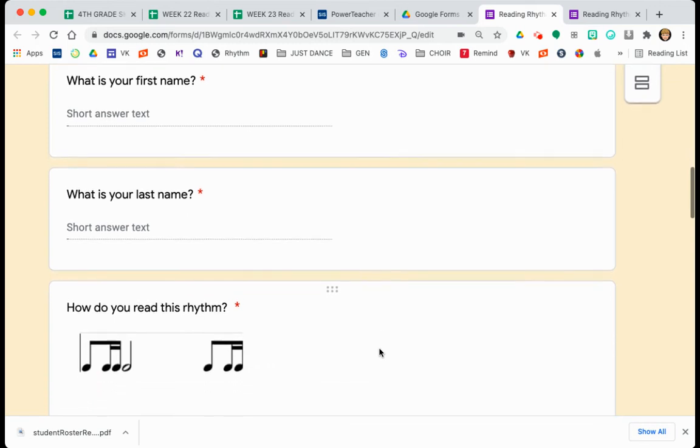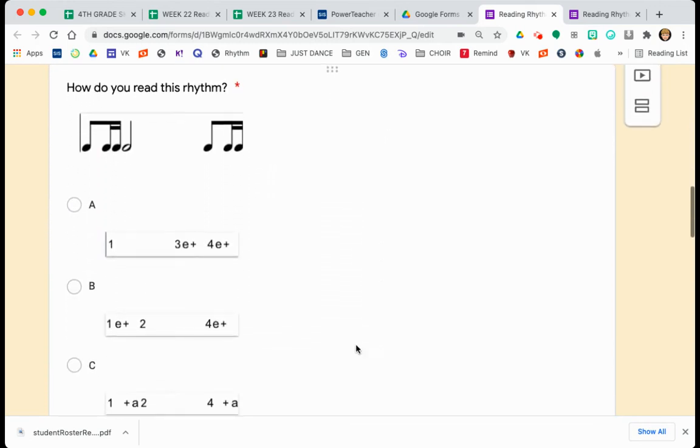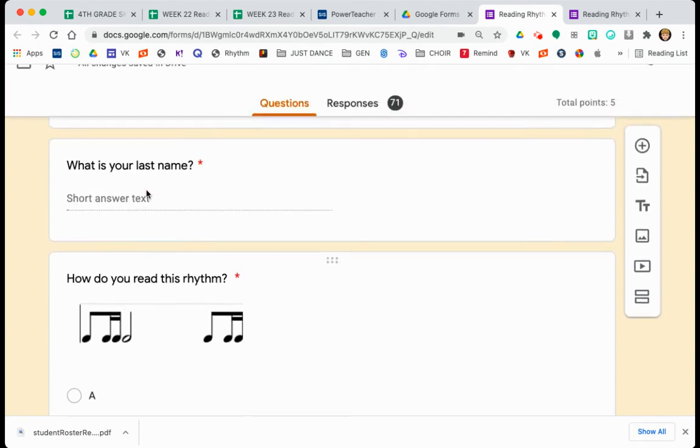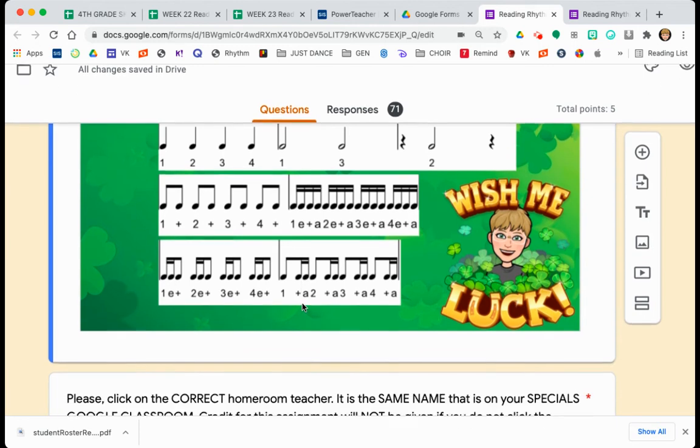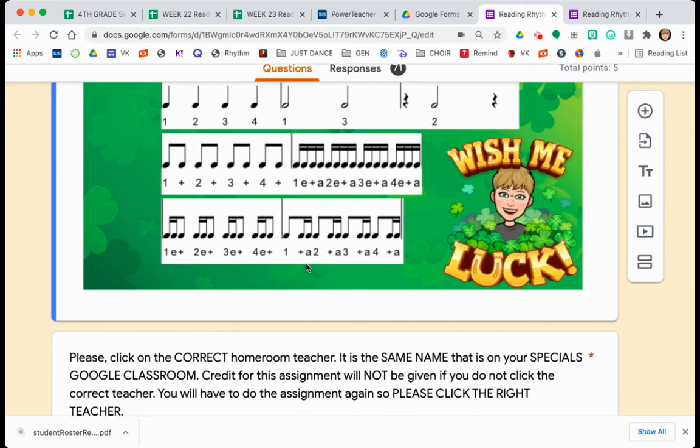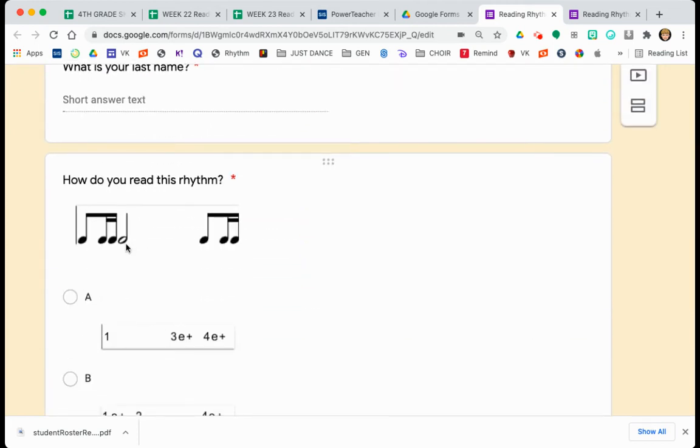Feel free to pause this video at any time. Let's look at the first one. Now, I have an eighth note followed by two 16th notes. Let's look up at the cheat sheet. An eighth note followed by two 16th notes is a one and a. So I know the first one is one and a. Then I have my half note. So think about what number that should be. And finally, I have a number plus and a at the end. One and a, blank and a. One and a blank, blank and a.